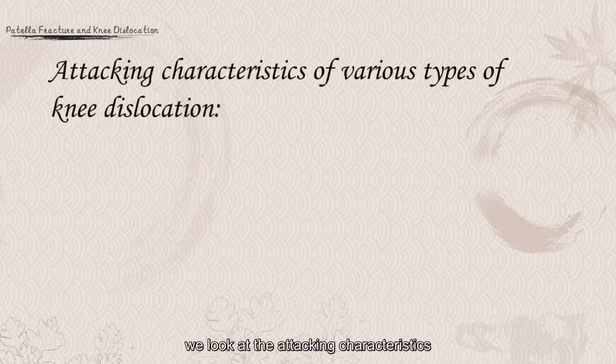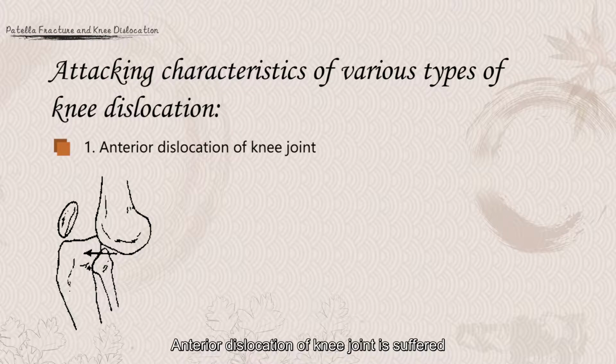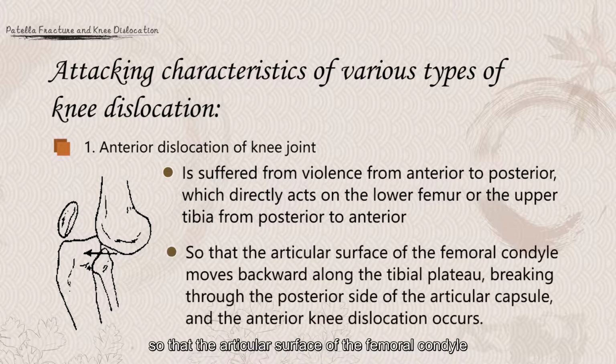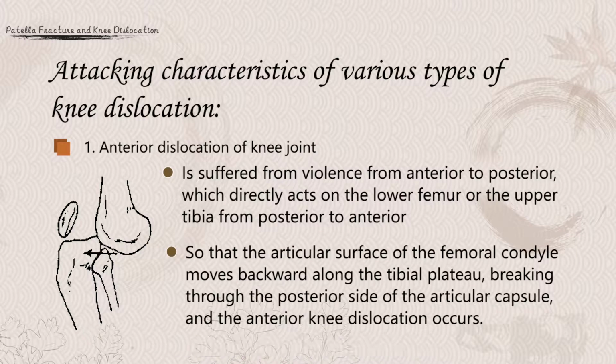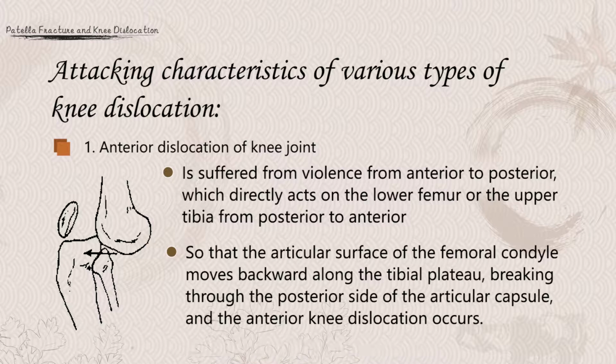Next, we look at the pathogenic characteristics of various types of knee dislocation. Anterior dislocation of the knee joint is caused by violence from anterior to posterior, which directly acts on the lower femur, or the upper tibia from posterior to anterior, so that the articular surface of the femoral condyle moves backward along the tibial plateau, breaking through the posterior side of the articular capsule, and anterior knee dislocation occurs.